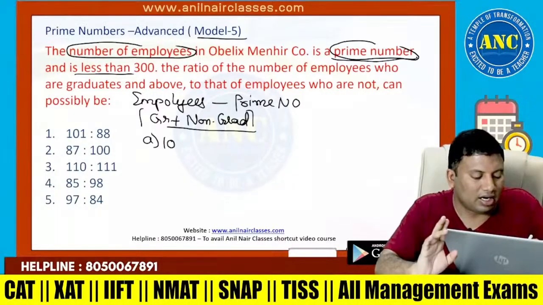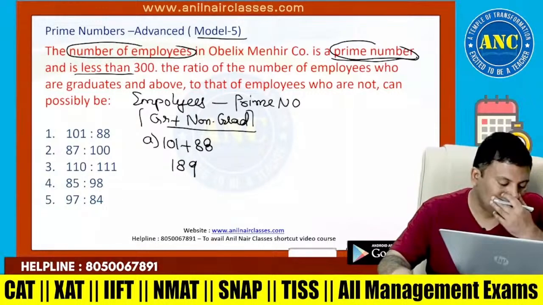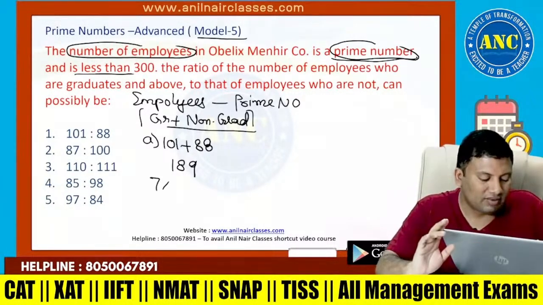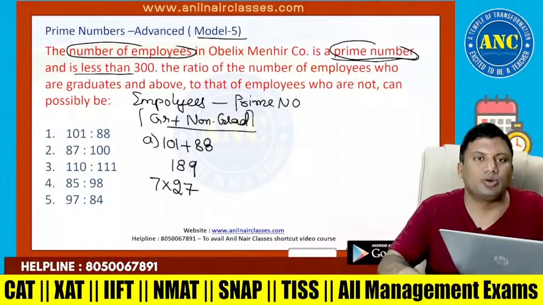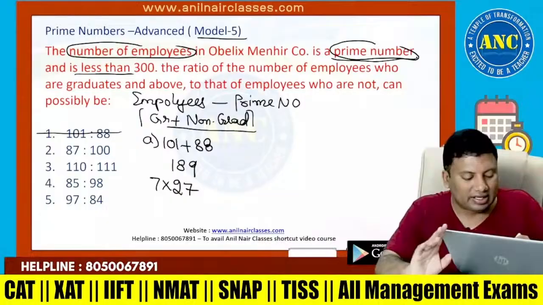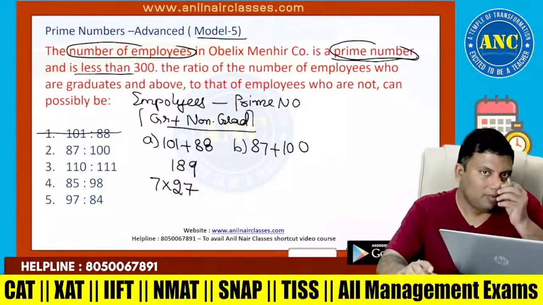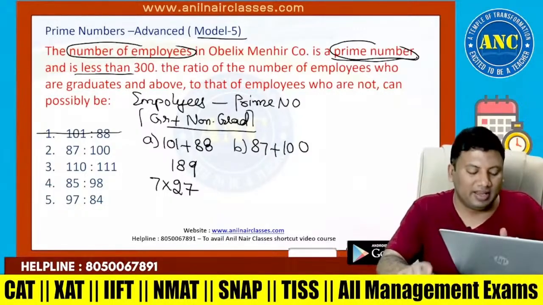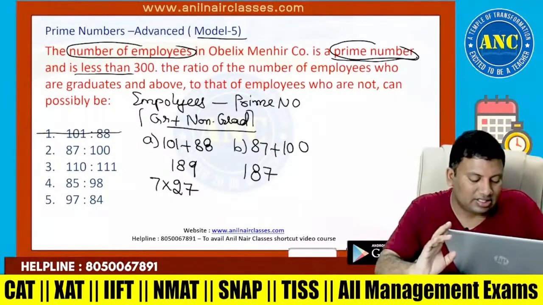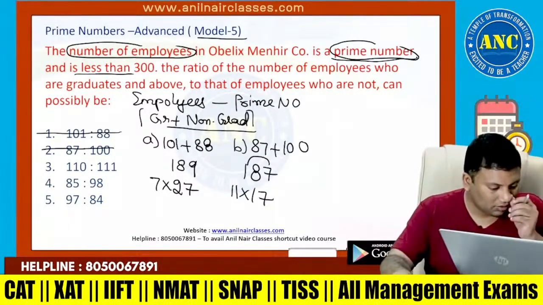First one, 101 plus 88, which is 189. If you observe, 189 is 7 into 27. 7 2s are 14, 7 7s are 49. The answer is divisible by 7. It cannot be a prime number. The next, 87 plus 100, taking k value 1, is 187. 7 plus 1 is 8. The answer is divisible by 11. So these are out.